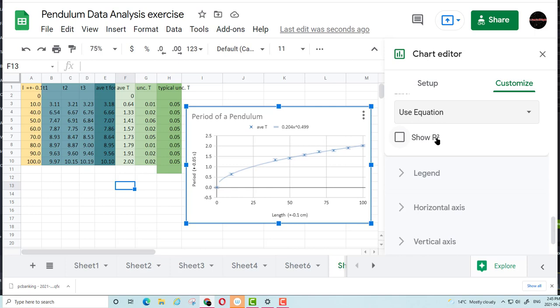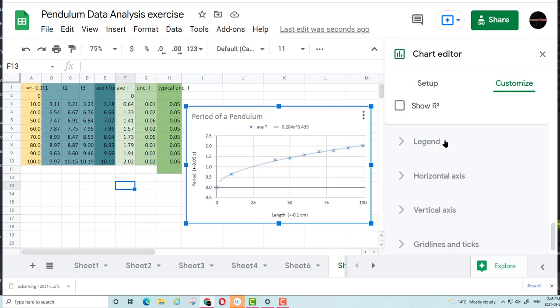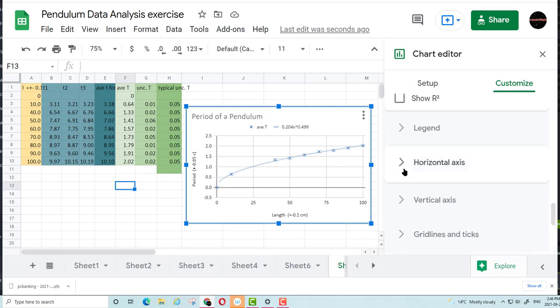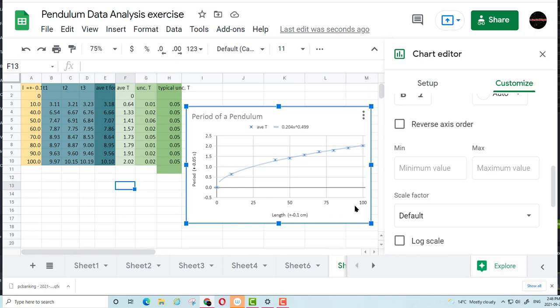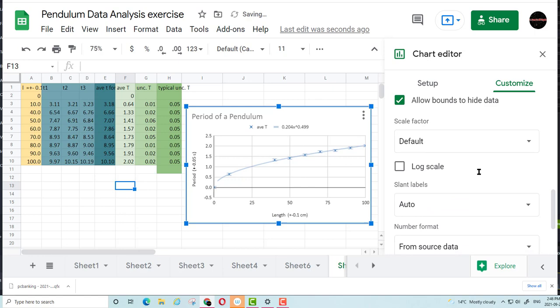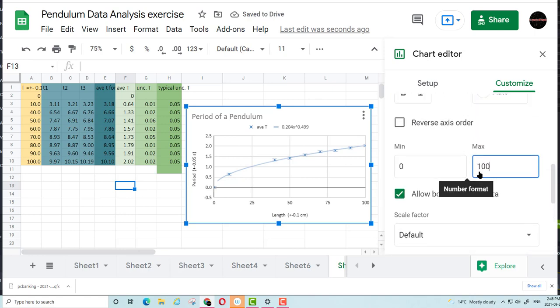The r squared value tends to be important in math, not so important in physics. We tend to discuss these ideas in terms of uncertainties instead. Legend, well, I've only got one curve, so I don't need a legend. My horizontal axis is going from 0 to 100, and I'm happy with that. I'm not going to change it. I'm going to write in the values anyways, but that's what I want.